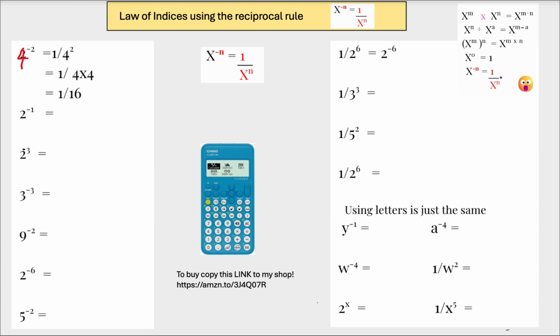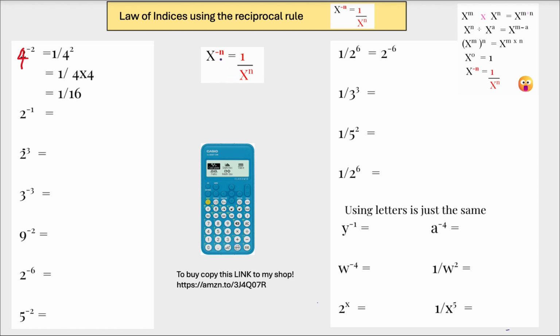Now, these are all the rules of indices. This is the final one I'm going to make a video on. I have done all of these, so if you need to go back and refresh your memory, please do. This is the last video because it's a little bit more technical, a little bit harder, but I'm not going to make it really difficult.